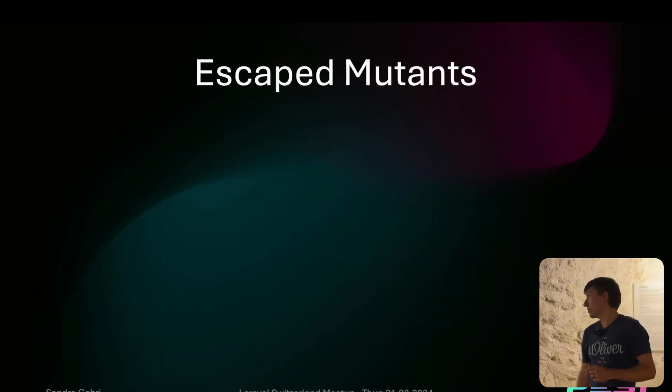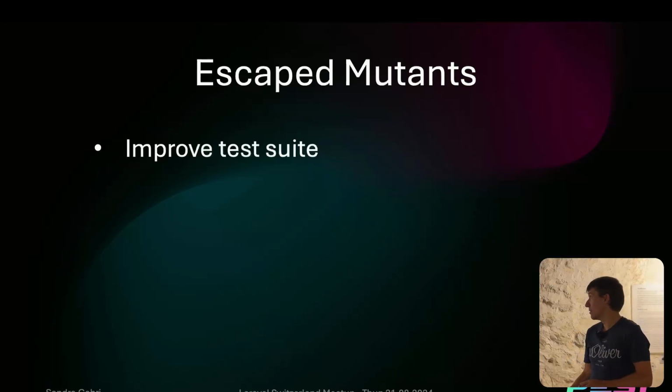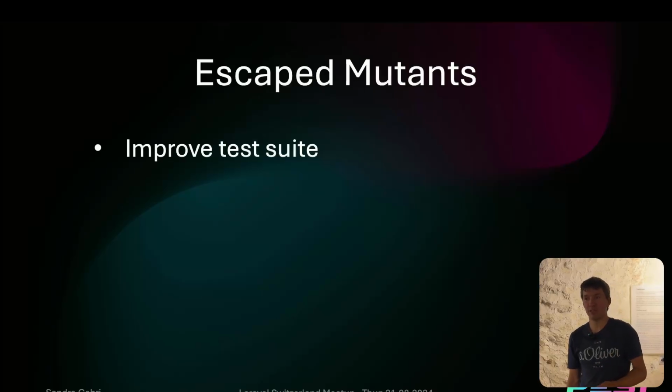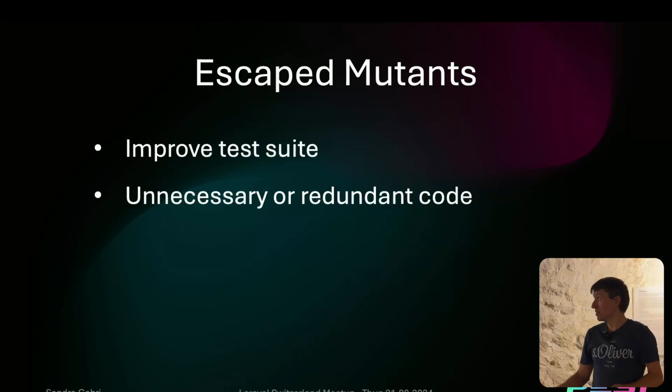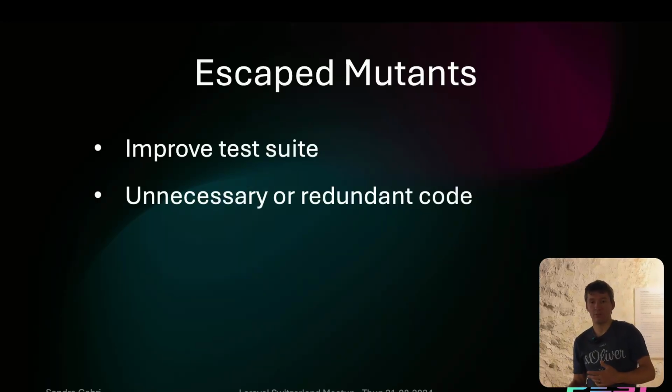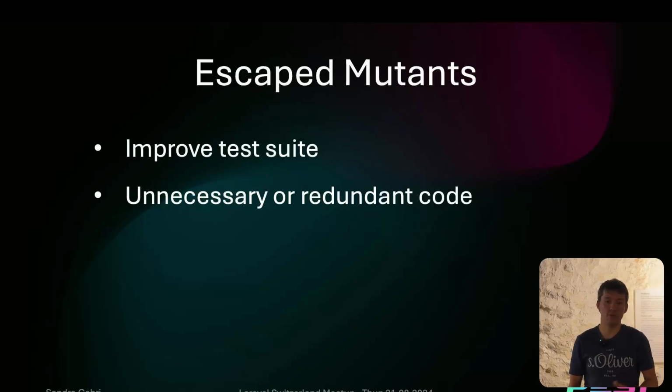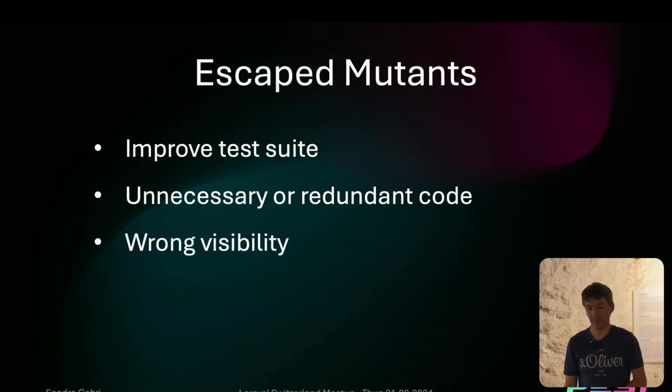We talked a lot about the escaped mutants, or mutations that have escaped. Most of the time, you have to improve your test suite. Normally, your application code is fine, but your test suite is not perfect or not good enough. But sometimes we are able to find some stuff we should do in our real application code. For example, remove unnecessary or redundant code, or we have the wrong visibility, public instead of protected.